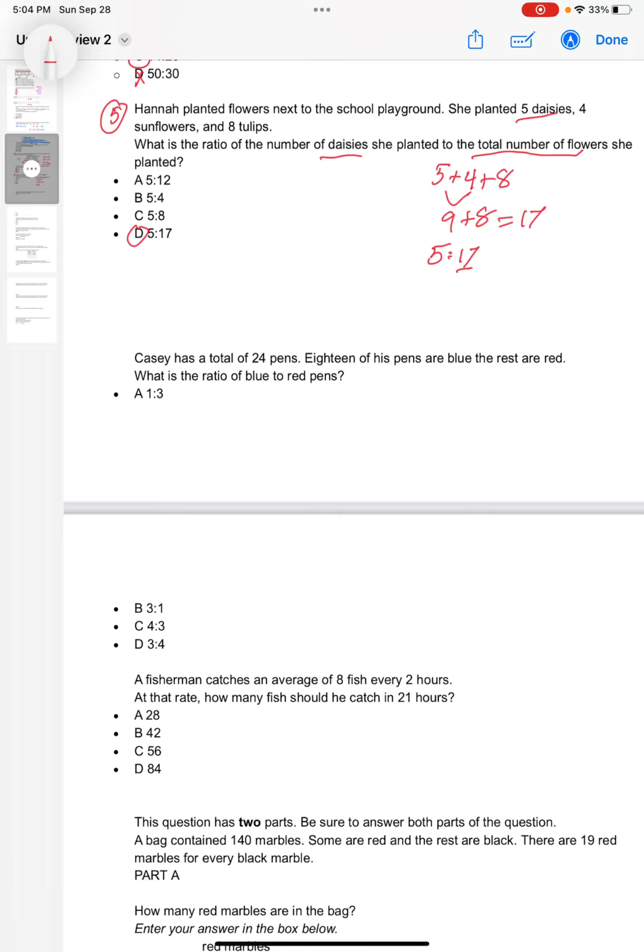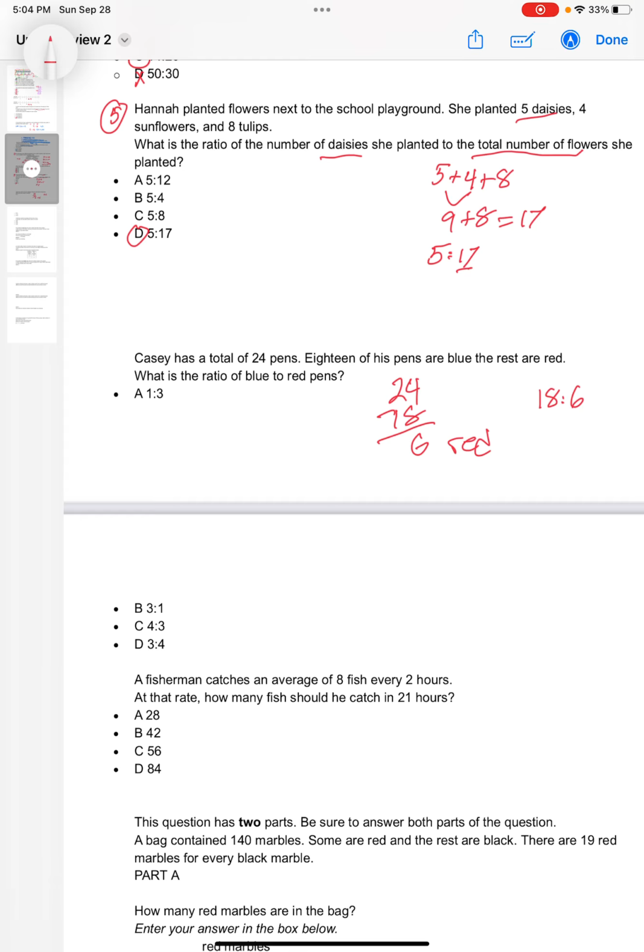Casey has a total of 24 pens. 18 of his pens are blue, the rest are red. What is the ratio of blue to red pens? Well, if 18 are blue, that's 24 minus 18 is 6, so 6 red. So that's 18 to 6.